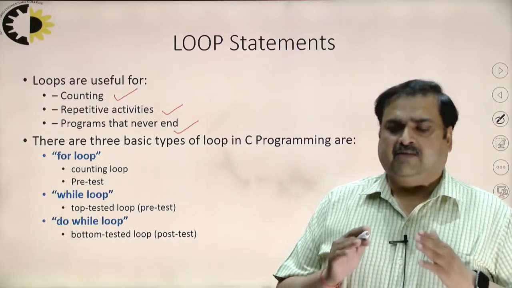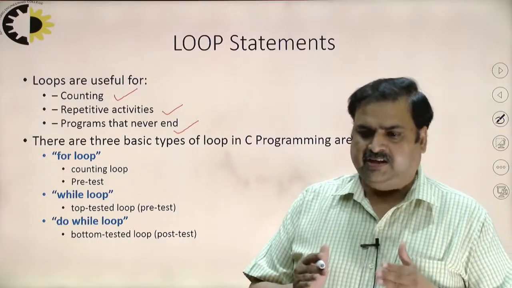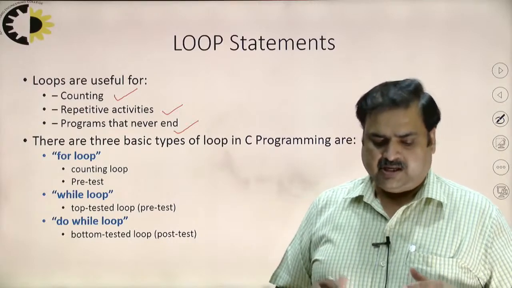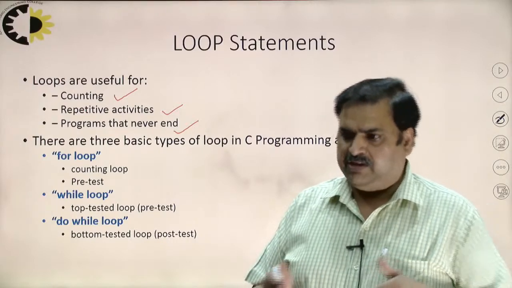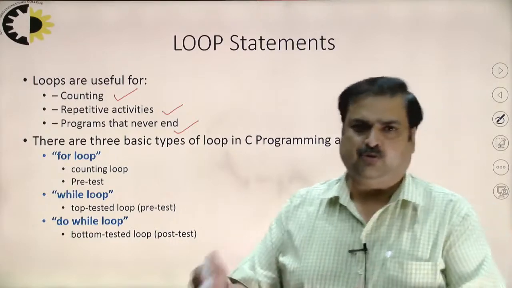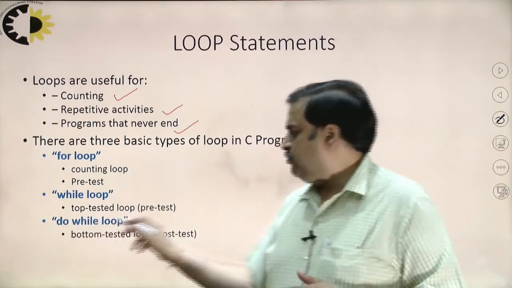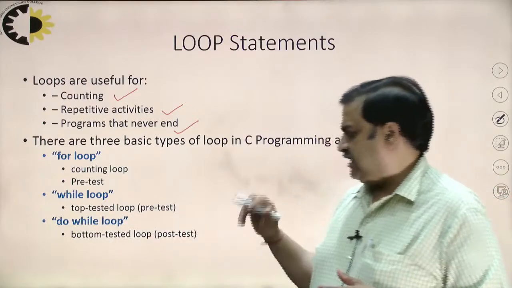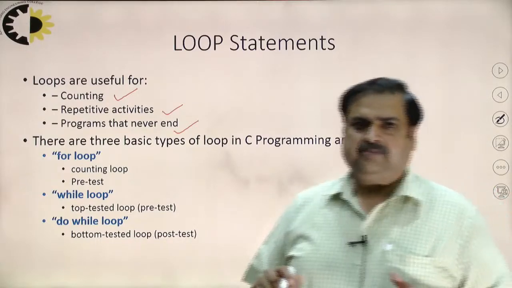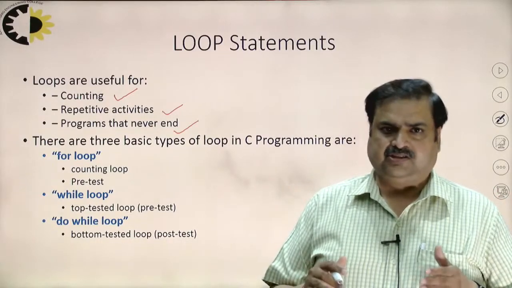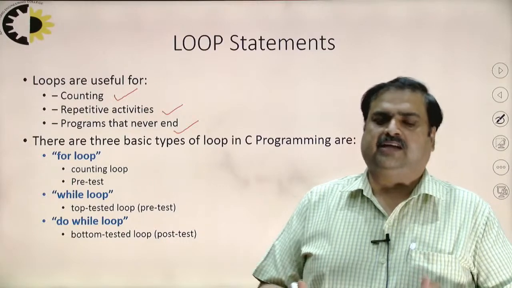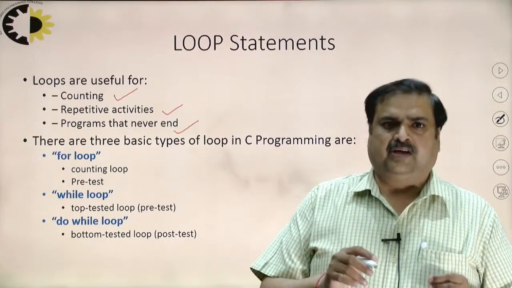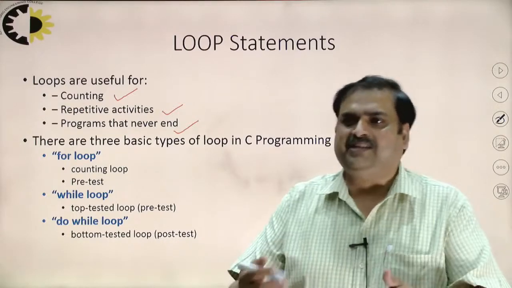Pre-test loop means we are checking the condition before entering into the loop. So that means before doing anything, we check that the condition is true, and only then will I do that. Another, different loop is the do while loop, which is a post-test or bottom-tested loop. That means we are not checking any condition at the time of entry into the loop; rather, we perform a condition check while we are exiting the loop.